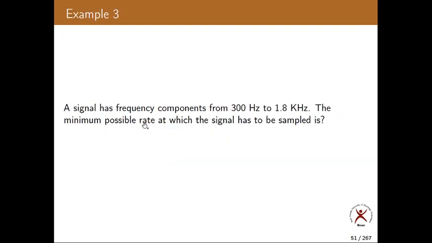Now, one more example. A signal has frequency components from 300 Hz to 1.8 kHz. The minimum possible rate at which the signal has to be sampled. Again, they are asking Nyquist rate. So you find out this. This is something like homework. Okay, you tell me the answer.